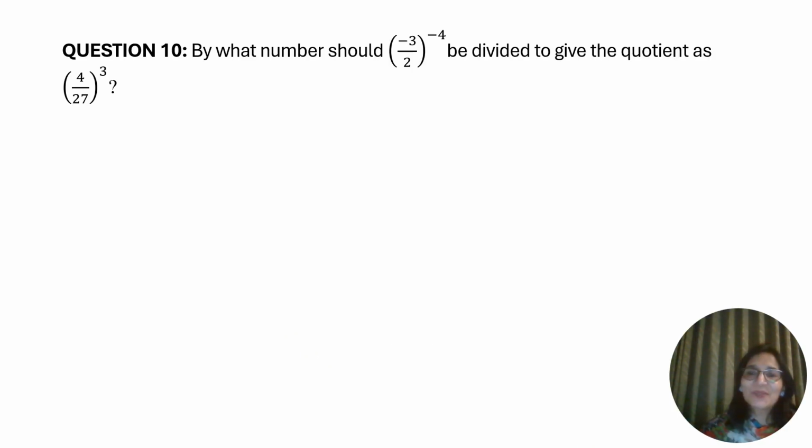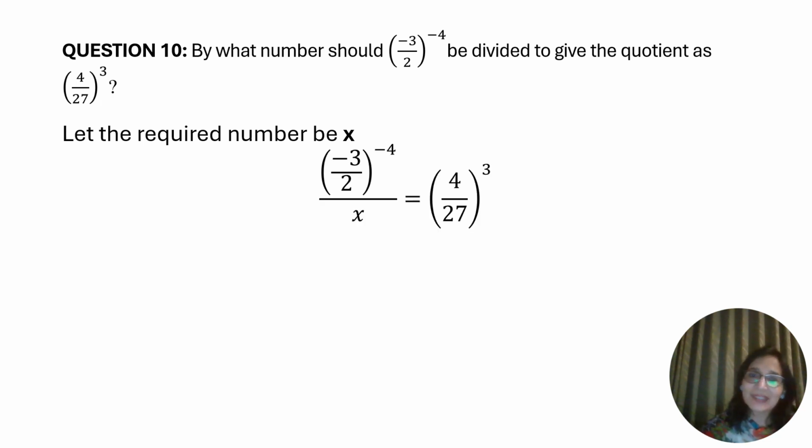Let's understand the next question. By what number should minus 3 upon 2 to the power minus 4 be divided to give the quotient as 4 upon 27 to the power 3? Now again, the number is not given. So the required number, or the number you will assume, is x. So minus 3 upon 2 to the power minus 4 divided by x, because the question tells us by what number it should be divided, is equal to 4 upon 27 to the power 3.